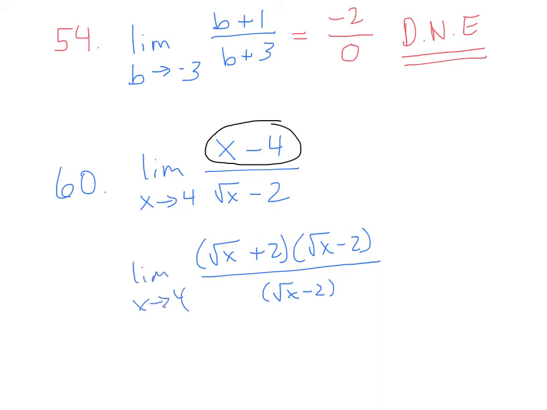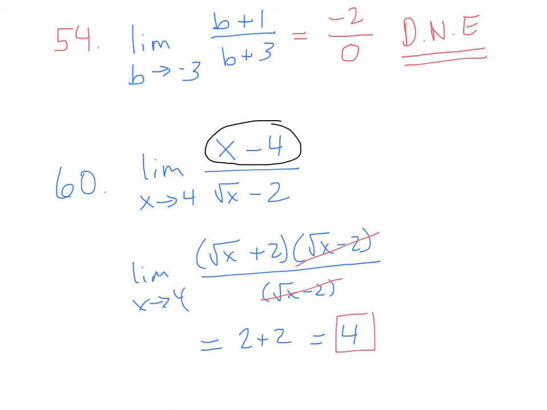And so as you can see, these two binomials will cancel. And now I can just do substitution like I did before. And this is going to end up being 2 plus 2, because the square root of 4 is 2. So 2 plus 2 is 4, and I do have a value for this limit.